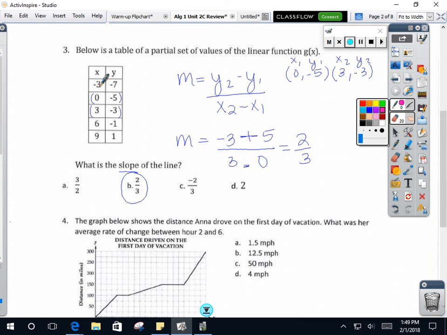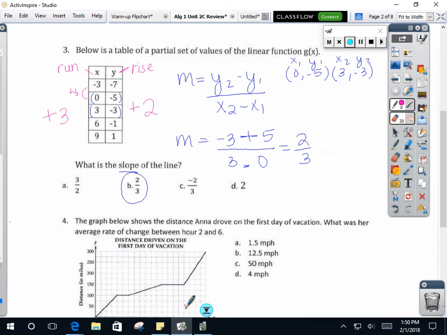X's. Negative 3 to 0 is plus 3, correct? 0 to 3 is plus 3. 3 to 6 is plus 3. 6 to 9 is plus 3. So all the x's are increasing by 3's. For the y's, negative 7 plus 2 is negative 5. Negative 5 plus 2 is negative 3. Negative 3 plus 2 is negative 1. And negative 1 plus 2 is 1. So all of the y's are increasing by 2's. And didn't we talk about a while ago how the y's going to the top, they're your rise, and the x's going to the bottom, they're your run? So rise over run, 2 over 3, which is the same thing.